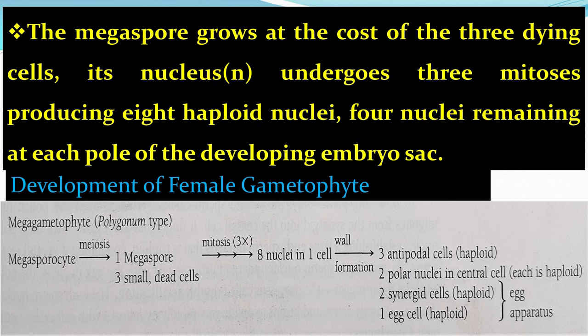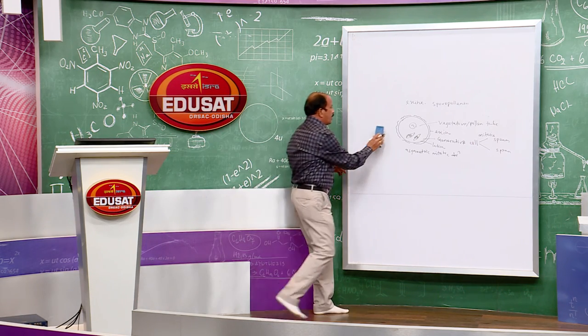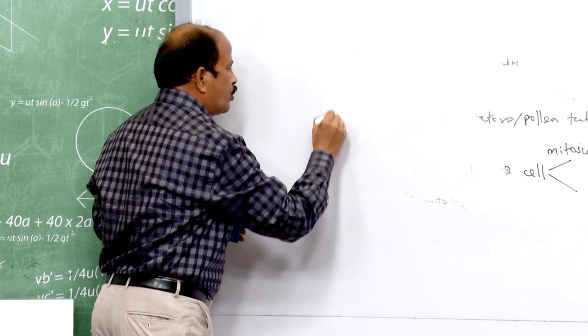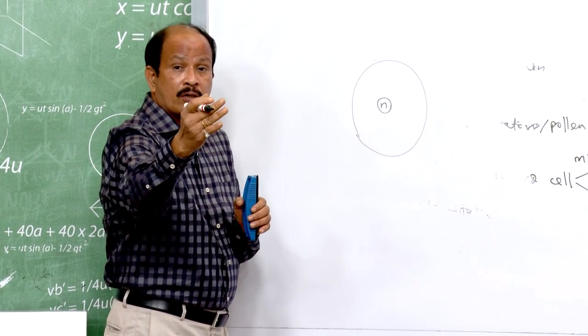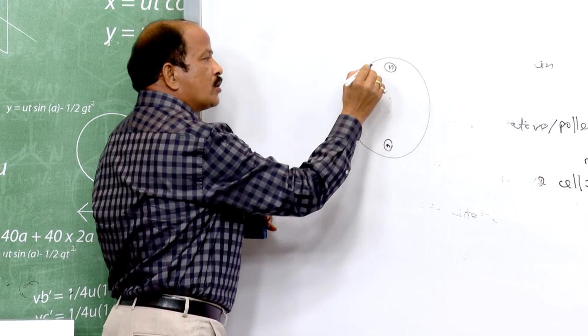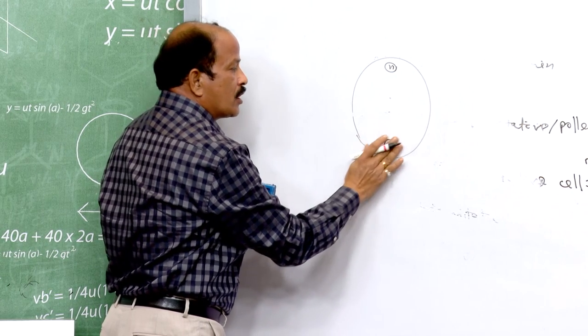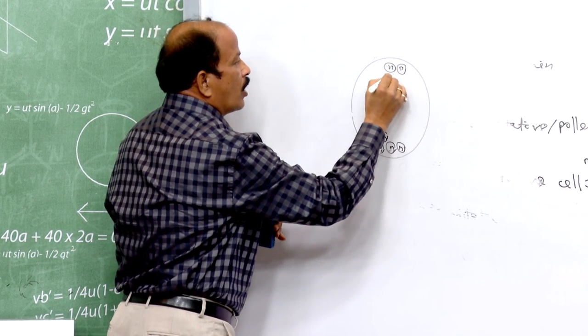Further, this megaspore increases in size at the cost of the dying cells, and its nucleus divides thrice, three successive mitotic divisions, resulting in eight nuclei, four at each end. Let us have a discussion like this. This is the initial megaspore, this is its nucleus. This nucleus divides by three successive mitotic divisions, first forming two nuclei, one here and another here. Likewise, these again divide twice, resulting in four nuclei at each pole, and this cell is vacuolated.